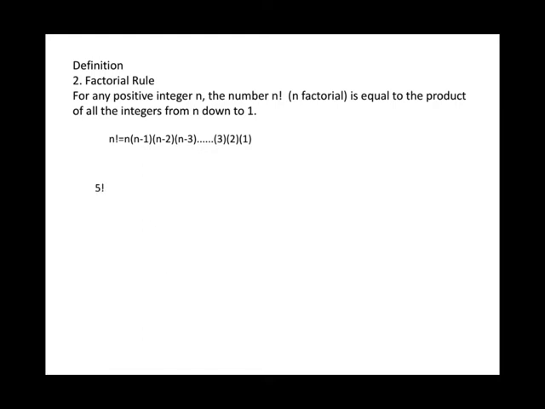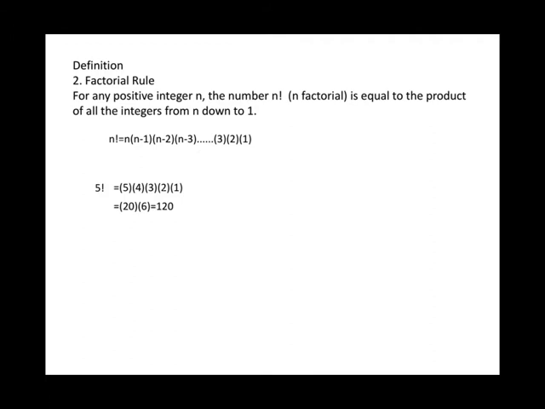For example, what is 5 factorial? That means 5 times 4 times 3 times 2 times 1. We're going to stop it here. So use a calculator, and that will be equal to 120.